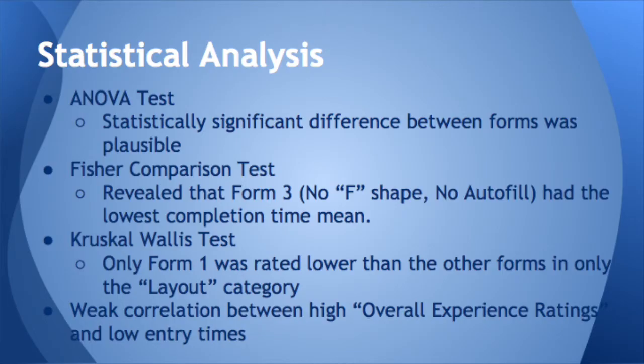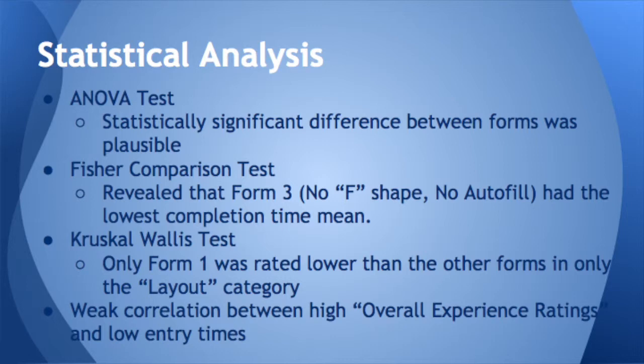After collecting my data, I ran a few different statistical tests. First, I ran a one-way ANOVA test that showed that it was plausible that there was a statistically significant difference between the forms. The ANOVA was followed up with a Fisher comparison test that revealed that Form 3, the one with no F-shape and no autofill, had the lowest completion time mean.